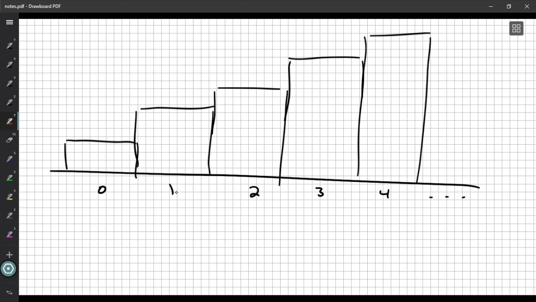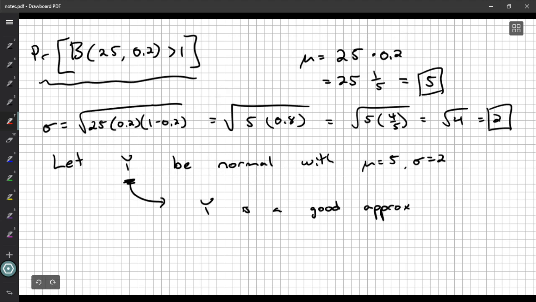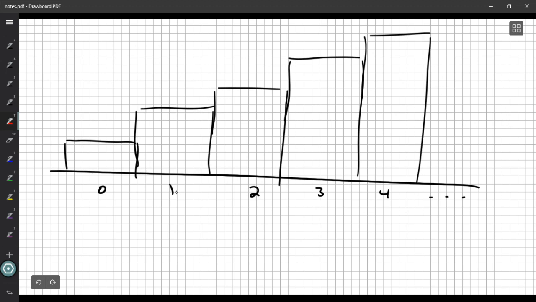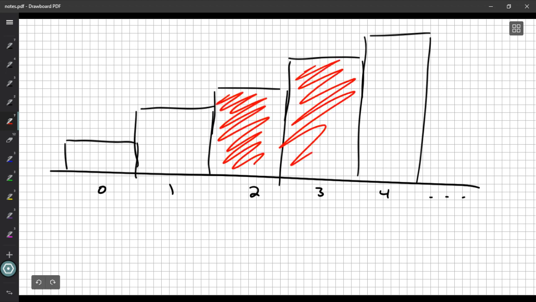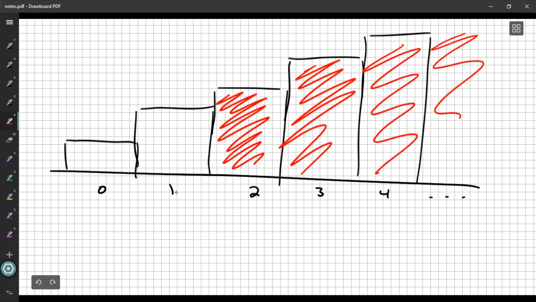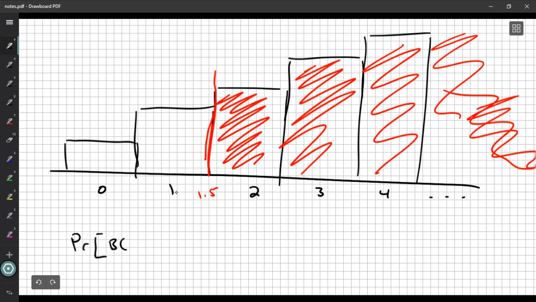Okay? Now, what do we want? We want the probability that we have more than 1. So which of these boxes are going to be shaded? Well, 2 is something that we could have. We could have 3 successes, 4. We could keep going, 5, 6, everything over here. But not 0 or 1. So where does our shaded region start? Well, it starts halfway between 1 and 2, at 1.5. So this is what we're going to use to trade our probabilities.